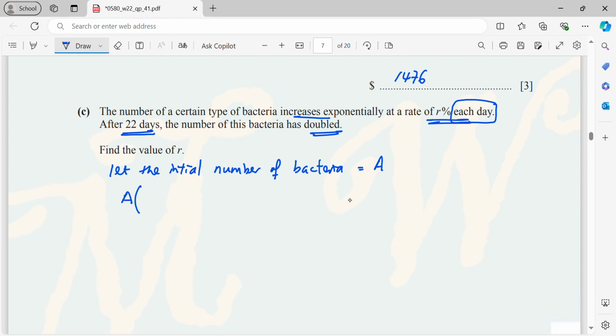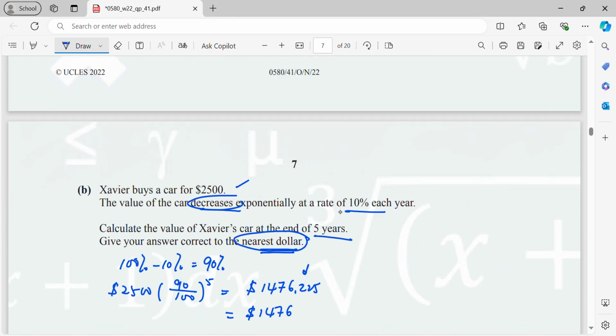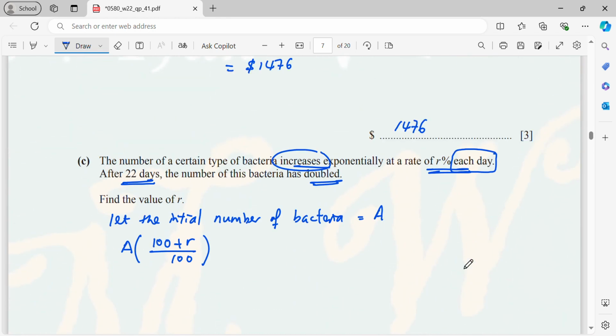Now, because of increases, we plus from 100. So 100 plus R over 100. Okay, same goes to previous. Because of decreases, I minus from 100. So then here is plus because of increases. And this is 22 days. So the power is 22. Okay, it will be double. So 2 of A. Then from here, the A will be cancelled off.